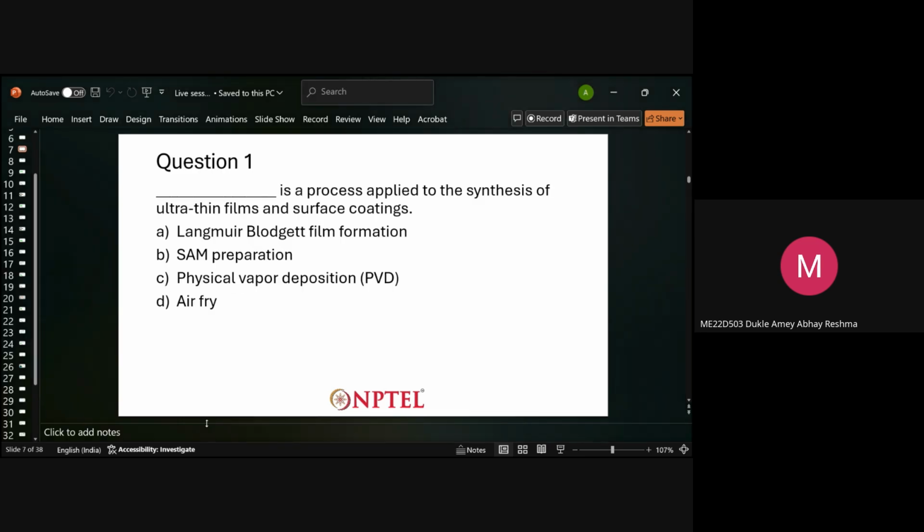The first question is: Dash is a process applied for the synthesis of ultra thin films and surface coating. Options: Langmuir-Blodgett film formation, SAM preparation, that is self-assembled monolayer preparation.